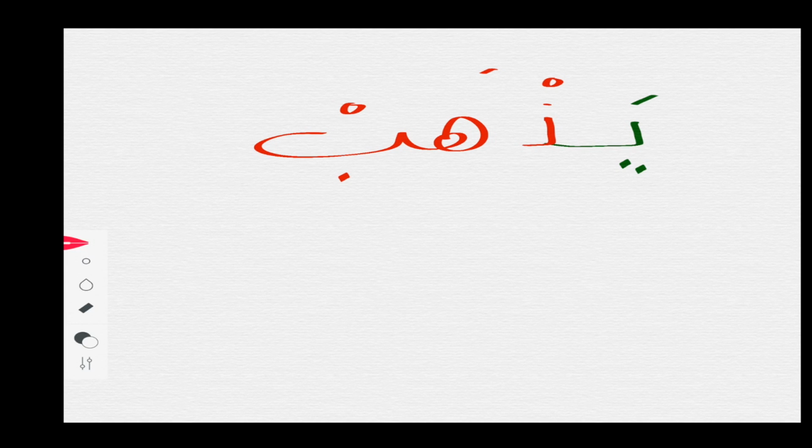Ya, Yadhhab. As you see, the letter ya here is pronounced very light, and the short vowel A helps in terms of how to pronounce it. So you would say Ya, and Dh, Yadh, and H, Yadhhab.